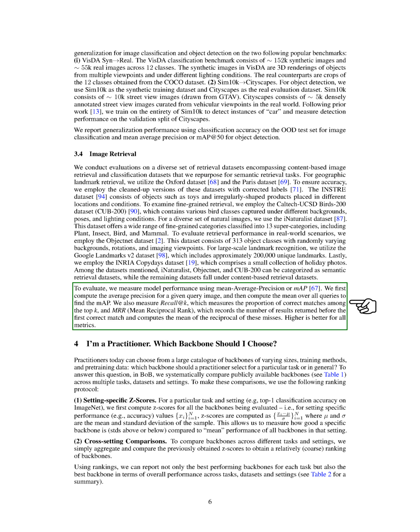We measure model performance using mean average precision, recall at K, which measures the proportion of correct matches among the top K, and mean reciprocal rank, which calculates the average of the reciprocal of the number of results returned before the first correct match. For all these metrics, higher scores indicate better performance.